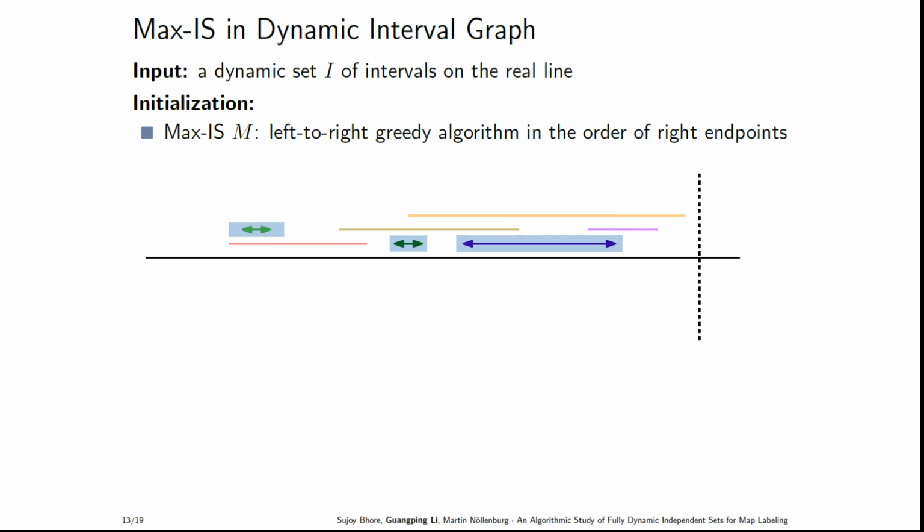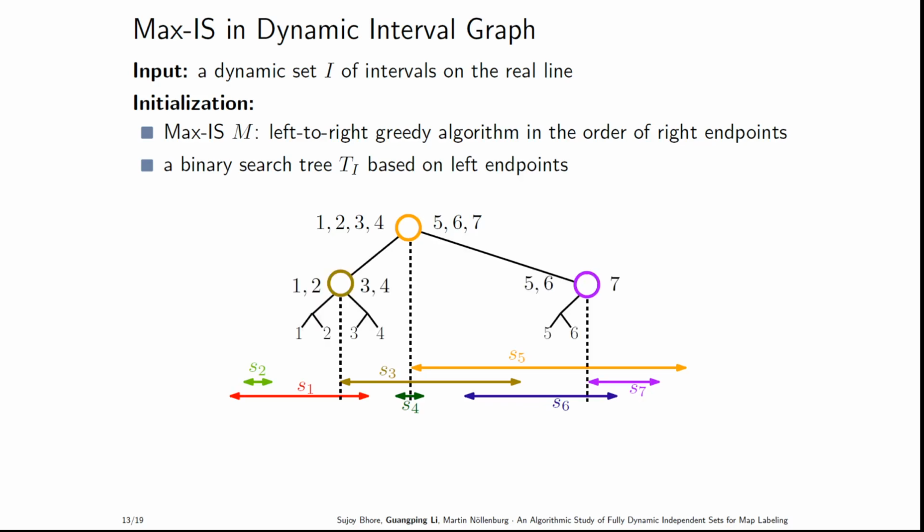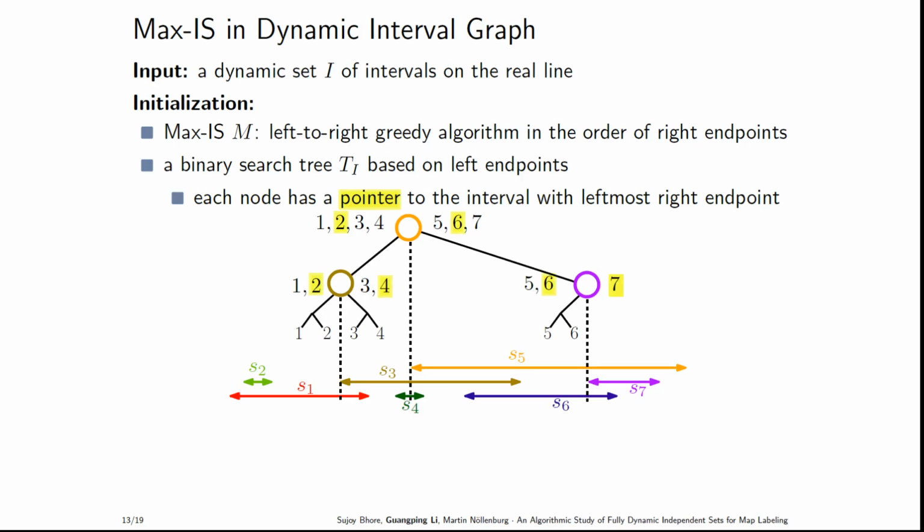And to apply this sweep line approach dynamically, we build a balanced binary tree Ti storing the intervals of I in left to right order based on their left endpoints. Additionally, each tree node in this binary tree stores a pointer to the interval with the leftmost right endpoint in its subtree. So if one interval is already selected by the sweep line approach, we want to use this binary tree to determine the next selected one.